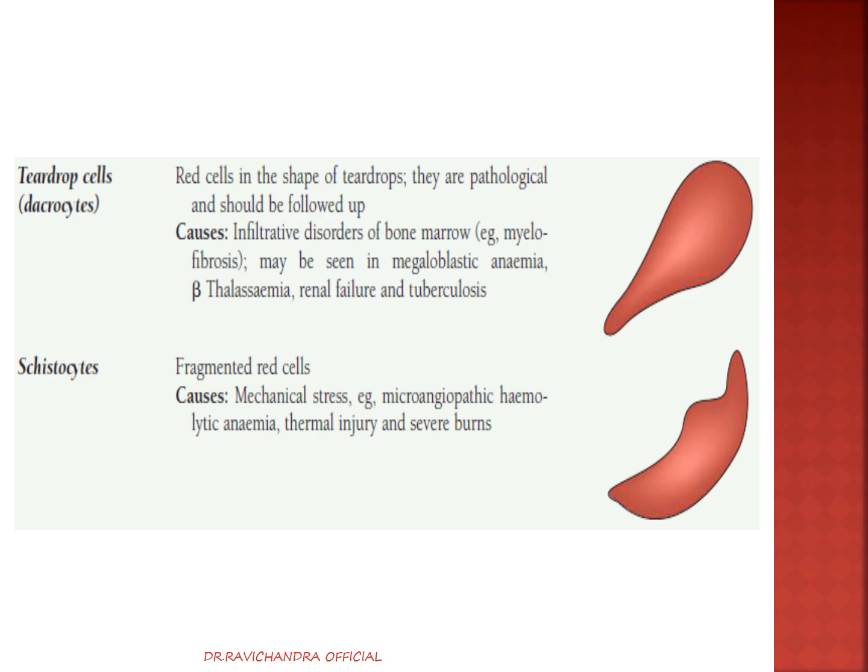Schistocytes are nothing but fragmented red blood cells. It is because of mechanical stress, like in microangiopathic hemolytic anemia or MAHA, or it can be because of thermal injury or severe burns.